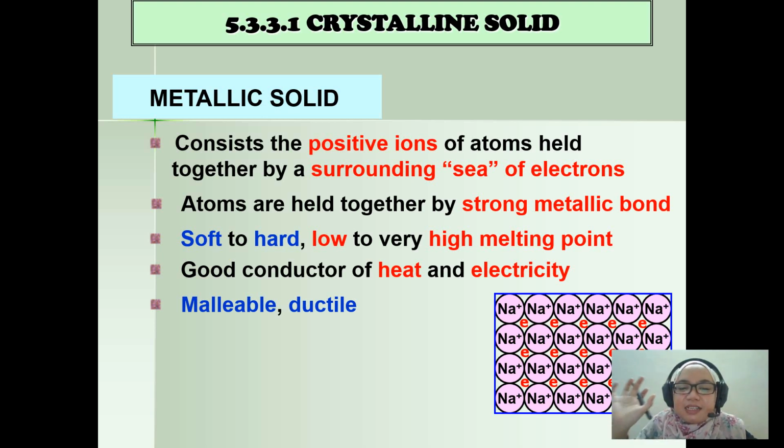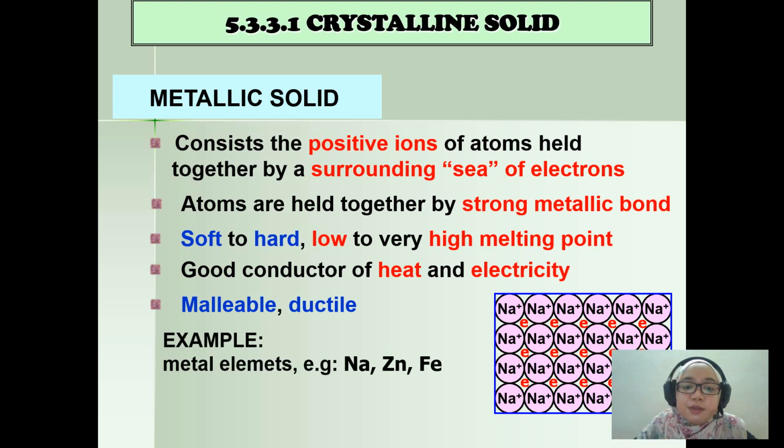Okay, ductile is the ability to be drawn into a wire. Malleable is the ability for the metallic solid to change its shape, to form a new shape. If we hit it, it will form a new shape. Okay, it can change shape. So it is malleable and ductile. Okay, for example, we have sodium, zinc and ferrum. So these are some of the examples of the metallic solid.